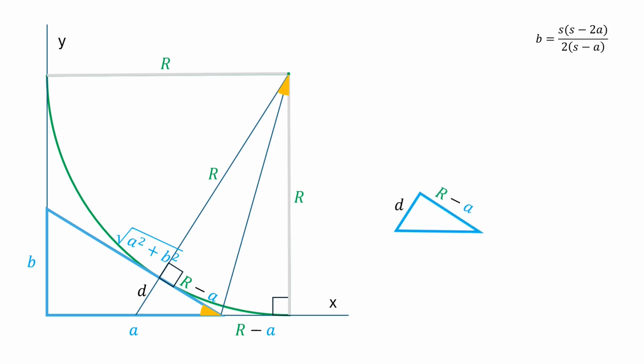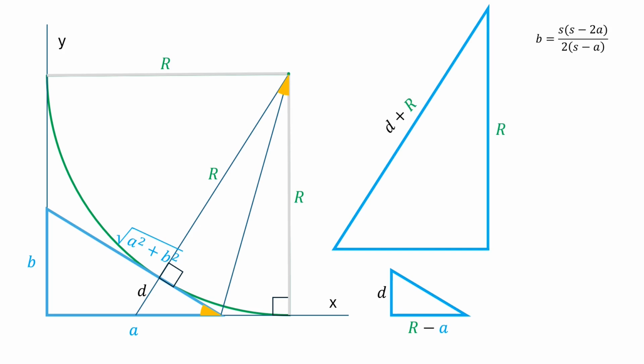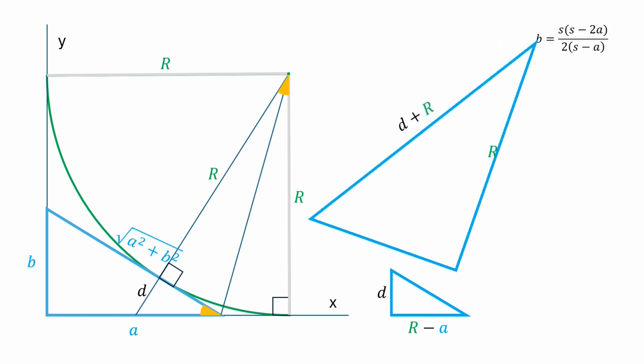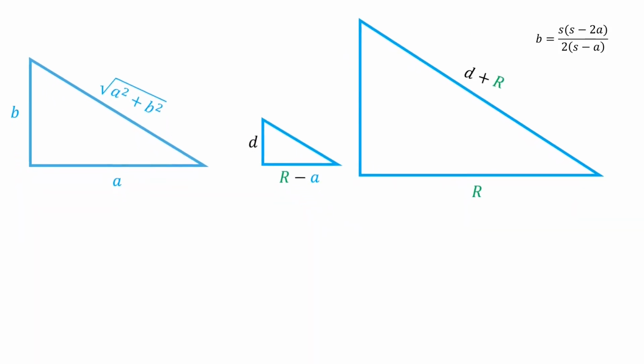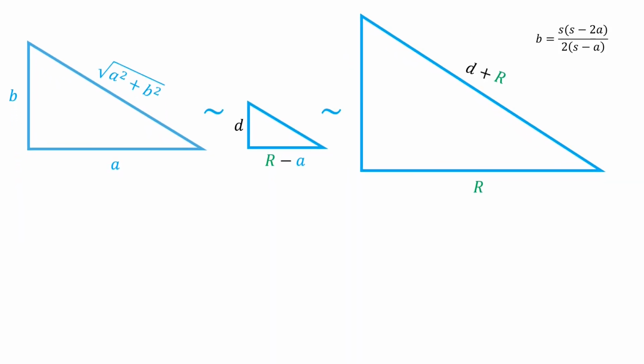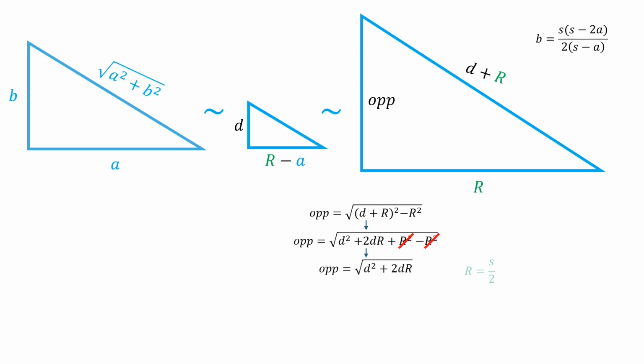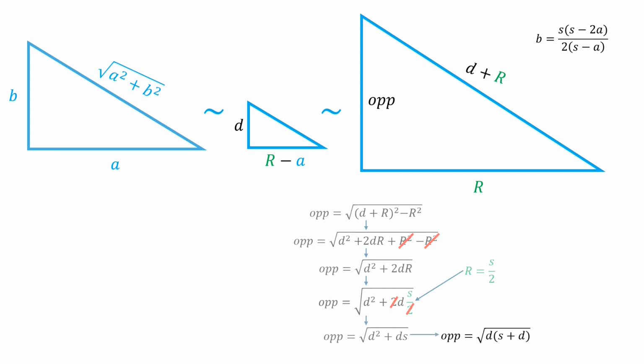So duplicate the little triangle and flip it over, and then duplicate that large triangle and rotate 90 degrees, and then we clean up the diagram. These three right triangles are similar, and I label this opposite side, and its value is given by the Pythagorean theorem. We simplify under the radical. Remember that r is really s by 2. So plug this in and cancel the 2's and factor.